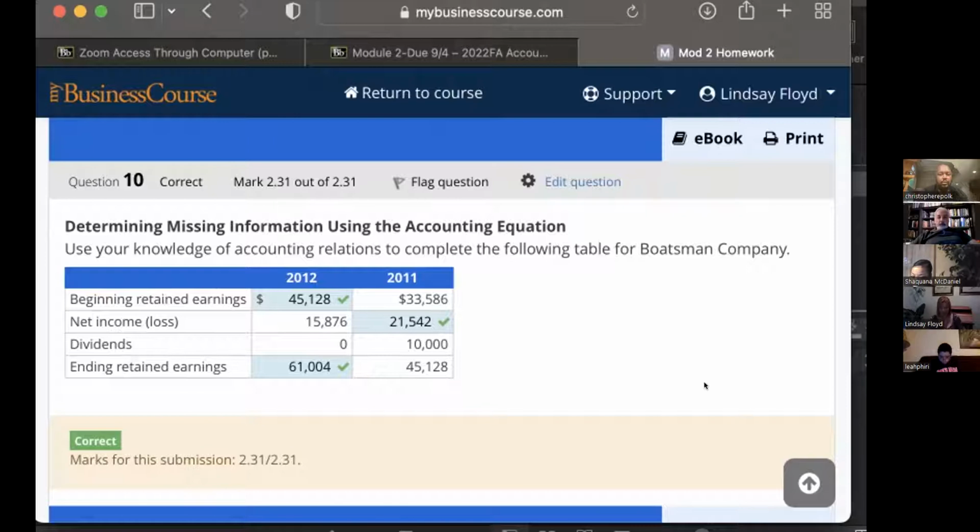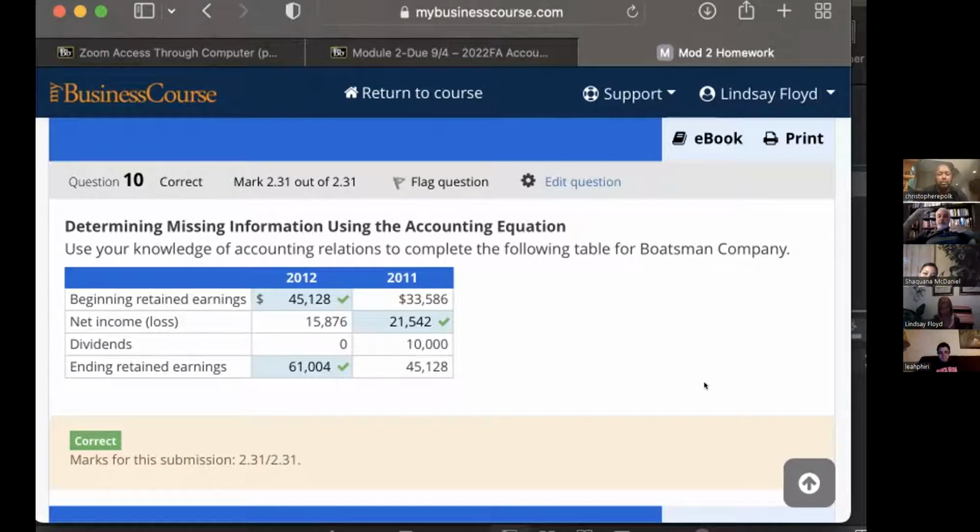All right, so are you okay with the net income or net loss? So you're going to plug that. So 30,000 plus X minus 10 equals 45,1. And when you do the math, four function math, you get 21,542. What might be confusing you, once you've done that, you say, okay, my beginning retained earnings better match my ending retained earnings last year. Right? So that 45,128 ending retained earnings of 2011 better be the same as my beginning retained earnings in 2012.